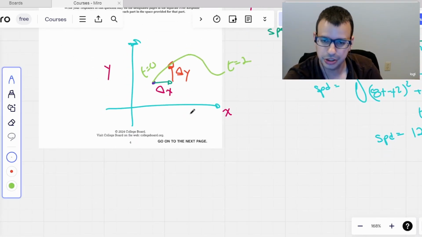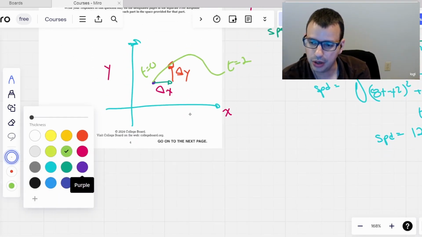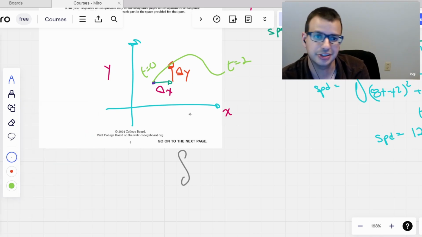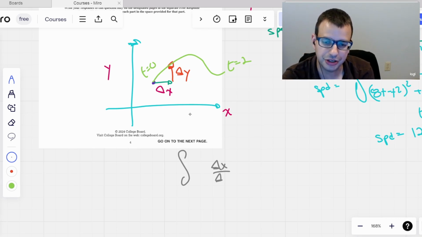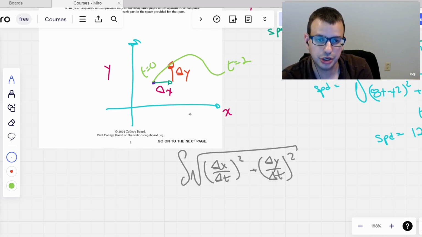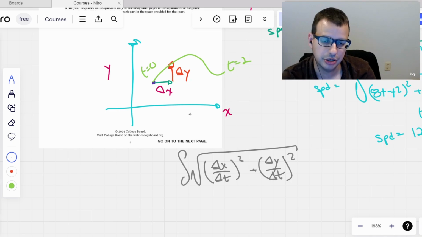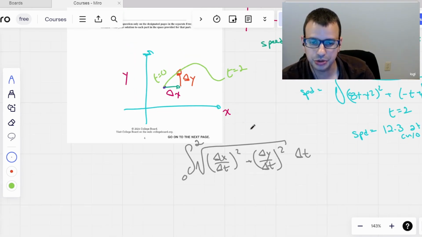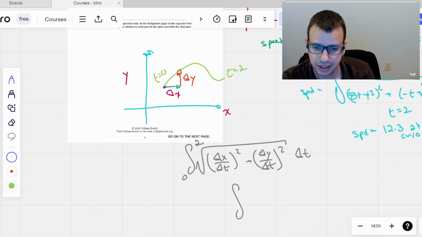So the way I'm going to do this is, since we have delta x, delta y, we're going to add them as vectors, because they are vectors. And I'm going to write this as the square root of (delta x over delta t) squared plus (delta y over delta t) squared, because Pythagorean theorem, x squared plus y squared, square rooted, dt. And we're going to go from 0 to 2. And so what's going to end up happening here is we're going to have an integral from 0 to 2.